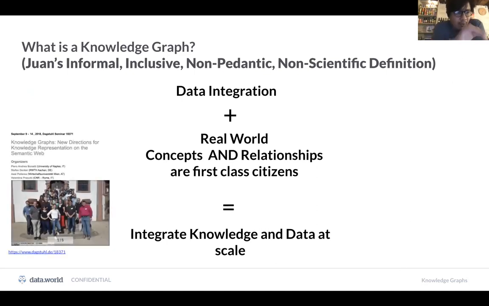So I always make a parenthesis here. Almost 2 years ago, we had a Dagstuhl workshop on knowledge graphs. I always tell students, if you don't know about Dagstuhl, go to the Dagstuhl website. It's basically the place where computer scientists get together. Literally every week there's a seminar on some particular topic where around 40 people get together to talk about the future of a research area.